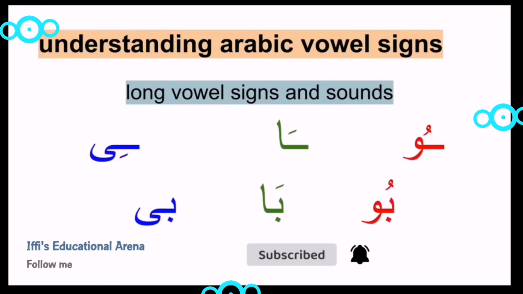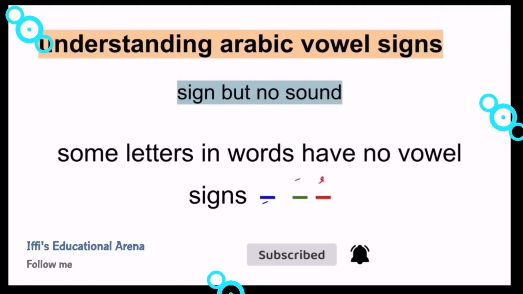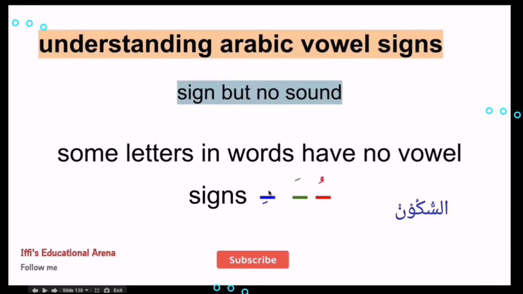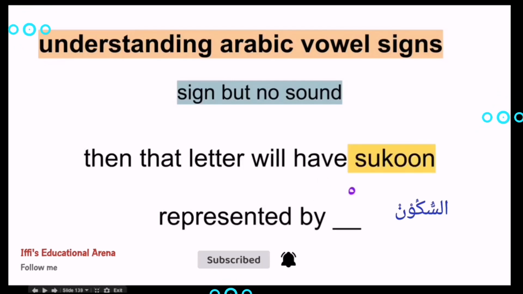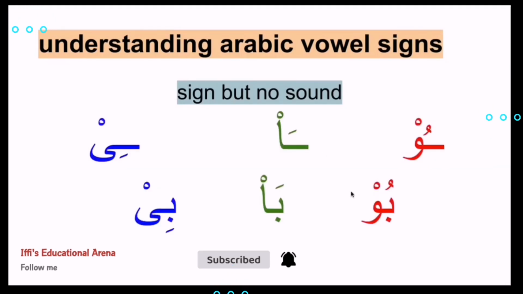However, there are certain letters in words which will have no vowel signs at all. Neither will there be dhamma, nor fatha, nor kasra. So what do we have then? In those situations, that letter will have what is called a sukoon. It's called a sukoon, and it is represented by a circle in the Arabic Mus'haf. So this circle means there is no sound at all. So how do we say it? We're not producing the sound of wow, we're not producing the sound of alif. It's like boo, ba, bi.